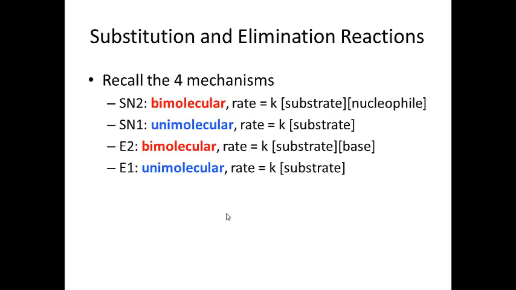All right, so now let's talk a little bit about substitution and elimination reactions. Remember, we studied 4 different mechanisms: SN2, SN1, E2, and E1. SN2 and E2 are both bimolecular, meaning that the rate is dependent on the substrate as well as the nucleophile in the case of SN2, or the substrate and the base in the case of E2. Remember, E2 requires a strong base. For SN1, this was unimolecular, and then E1 was also unimolecular, and the rate law is the same, k times the concentration of the substrate.